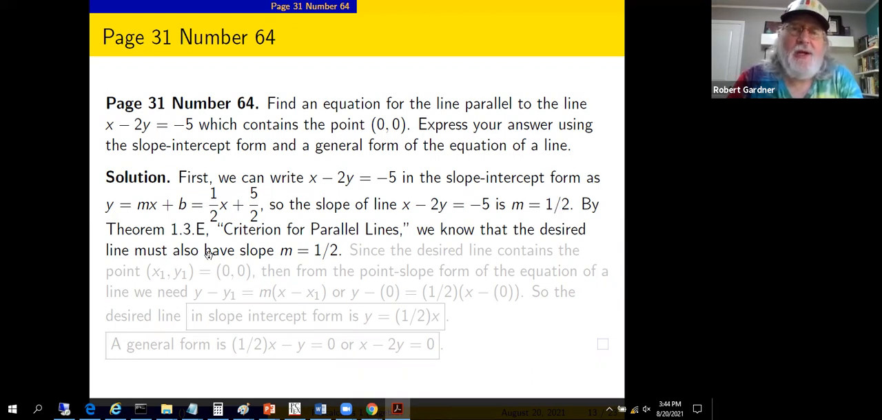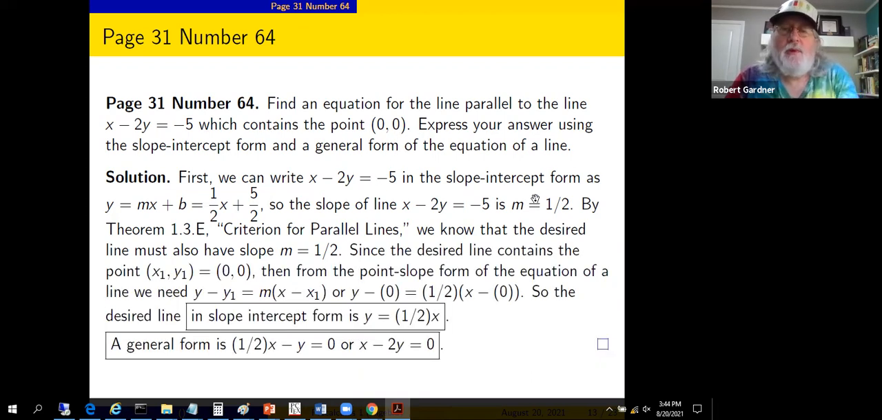The desired line must have slope 1/2, and they want it to pass through the point 0, 0. The desired line contains the point 0, 0. From the point-slope form of the equation of the line, we need y minus y1 equals m times x minus x1. Slope m is 1/2. The point x1, y1 is 0, 0. So the arithmetic won't be very hard. We get y minus 0 equals 1/2 quantity x minus 0, or simply y equals 1/2 x.